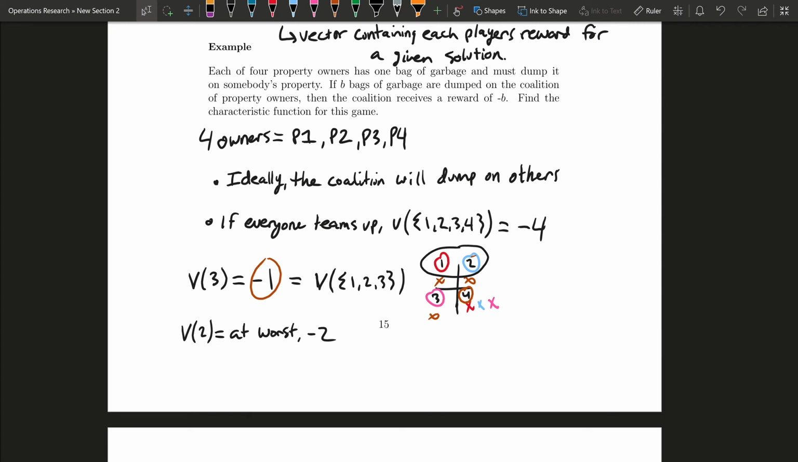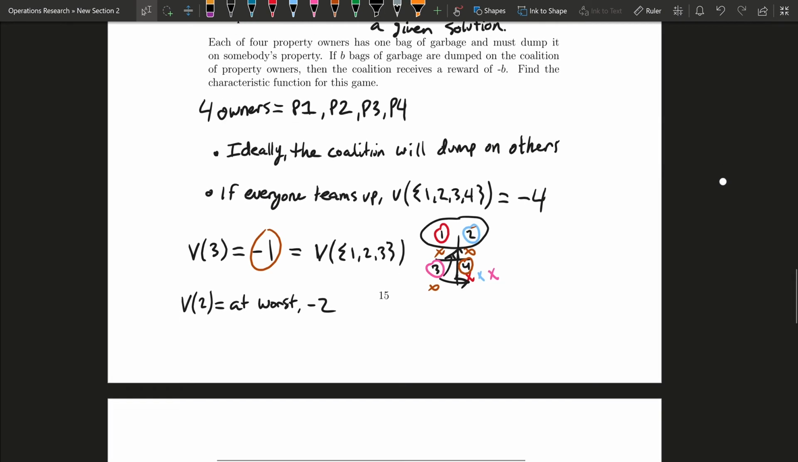At worst, 3 and 4 are both going to dump on these guys. There's a chance that 3 could throw his on 4 if they're not teamed up or anything, or 4 could throw it on 3 and they could have a score of -1 or even 0 if these guys throw on top of each other. But at worst, which is what we have to account for because we're looking for the minimum possible reward they could get, a team of 2 is going to have a score of -2.